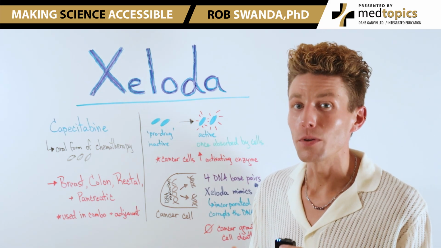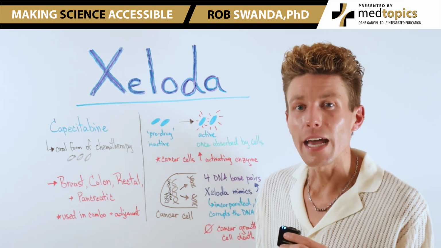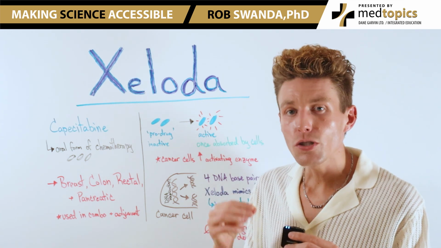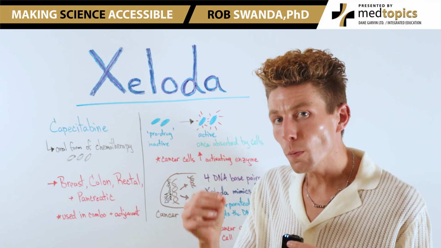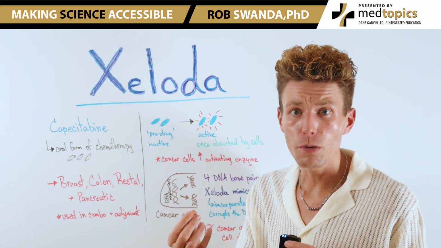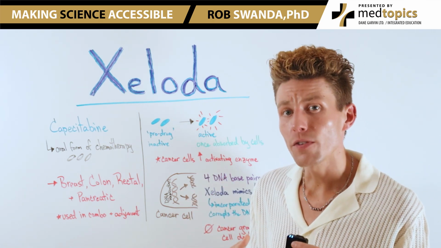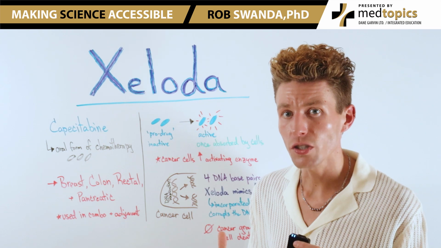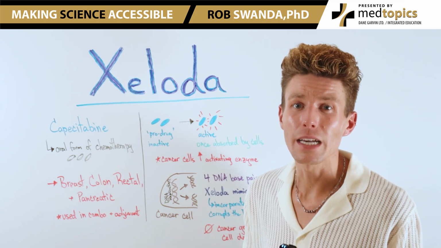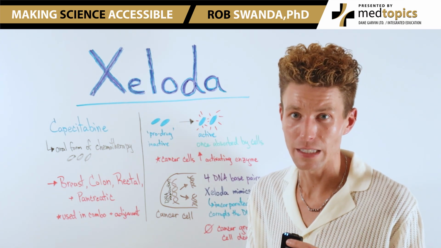Using that Lego example, you can almost think of Xeloda like a fake Lego piece. So as you're building that model, you incorporate that piece into the growing model because it does fit. However, at the end, when you have your final structure, it actually collapses because it doesn't have the integrity necessary.